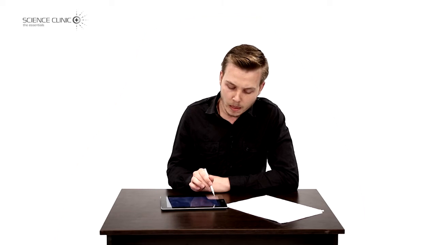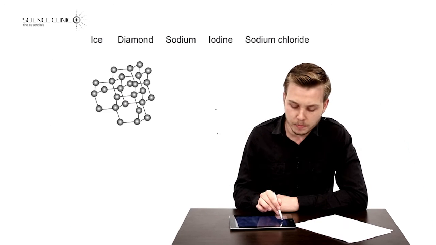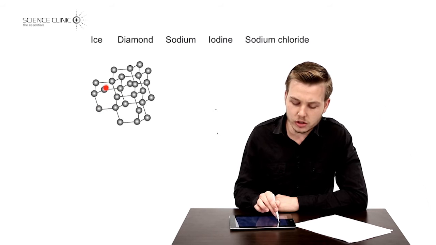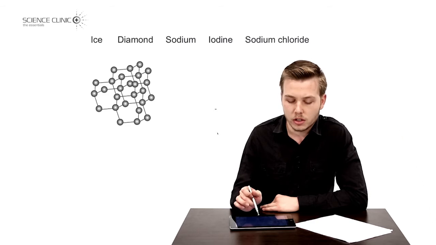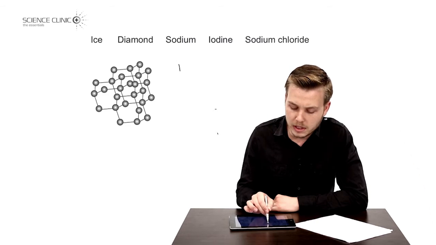From the following list of solids, choose suitable examples. The first question asks us for a network solid consisting of covalently bonded atoms. Now, if I have a look at diamond, diamond is made up of only carbon atoms bonded to other carbon atoms, so it's covalently bonded. And it forms quite a rigid structure which we call a crystal lattice or a network structure. So our first answer would be diamond.